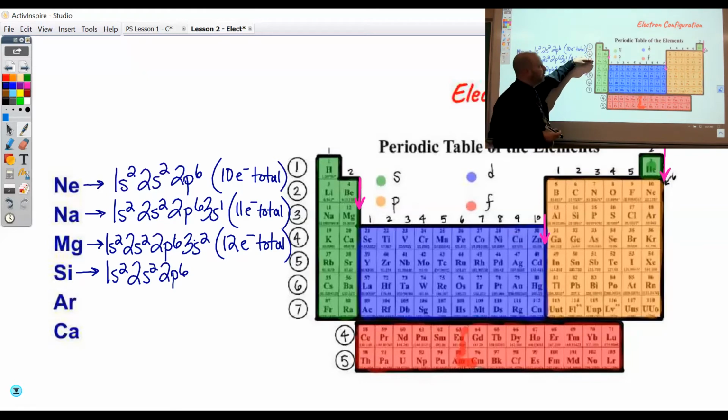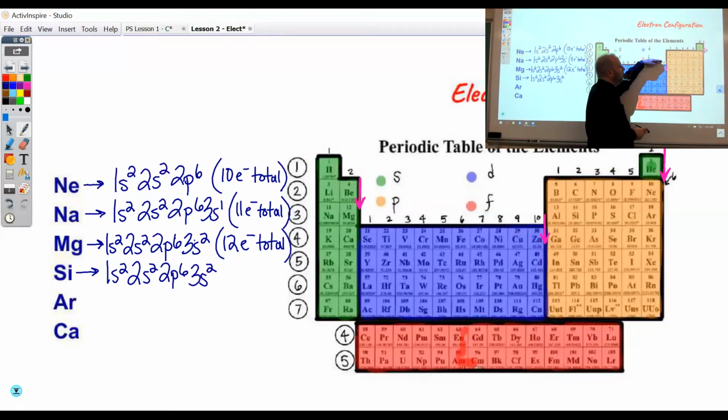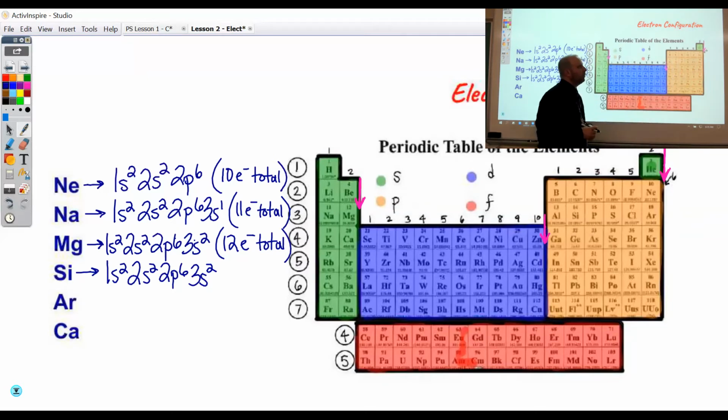Now we're into the third energy level. We go across, we hit our first stop point right here at magnesium. So we're going to write down 3s2. Now we're going to keep going across, and this time we're going to stop right on Si. So there's no stopping point here, so we don't have to write anything down for Al. We're going to stop right on Si, and we're going to write down 3p2.